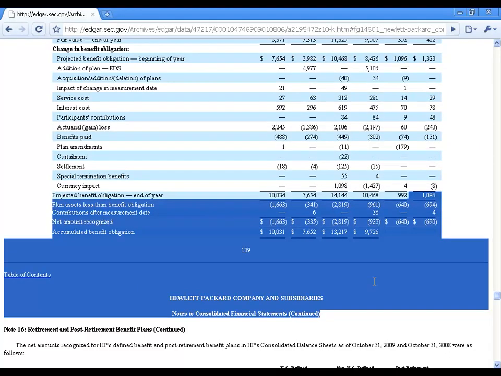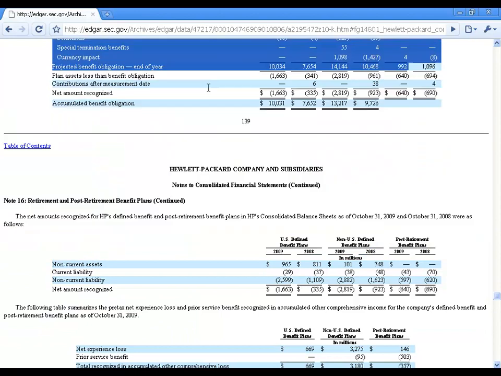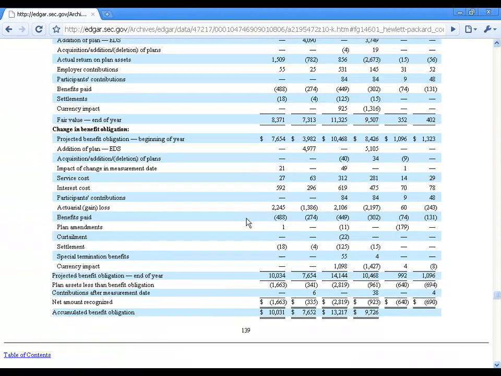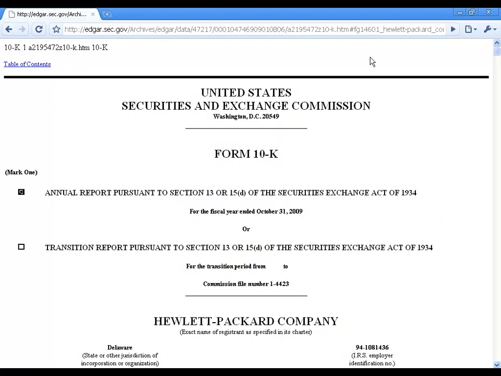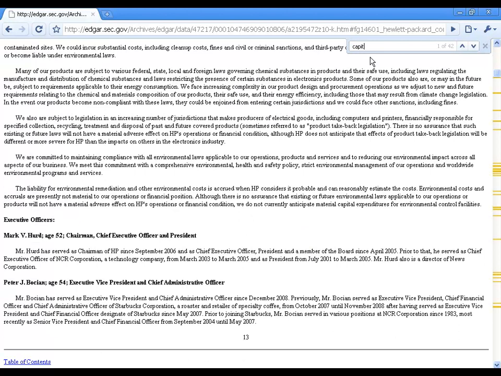That's pretty much all the useful information from that section. Whenever you're adding back pension obligations, you should look for something like this that spells out how much is funded and how much is unfunded. For the next part on capital leases, let's just do a search for capital leases.